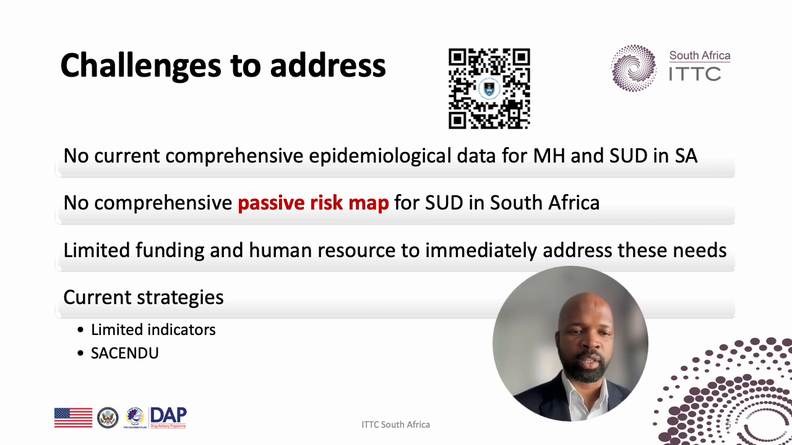SAKENDU, which is run by the South African Medical Research Council, measures treatment demand data. So we know what sort of treatment demand there is. So we know when people reach centers for treatment, what their issues globally are, but we're not able to then have a clear indication of how this maps with the passive risk map for the community that they come from.